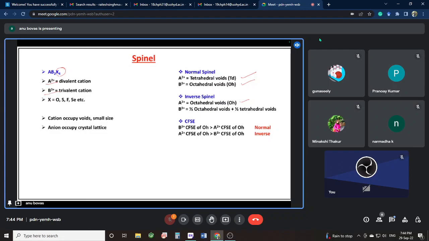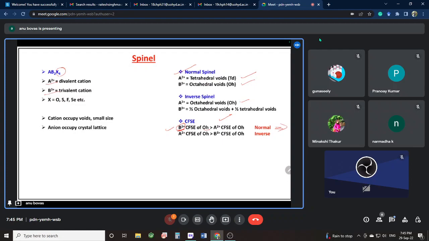If the CFSE of B3+ in an octahedral field is greater than that of A2+, then it will be a normal spinel. We just have to find out the CFSE of B3+ and A2+. If the octahedral CFSE of B3+ is greater, that means B3+ will be present in octahedral voids, which is the case in a normal spinel.